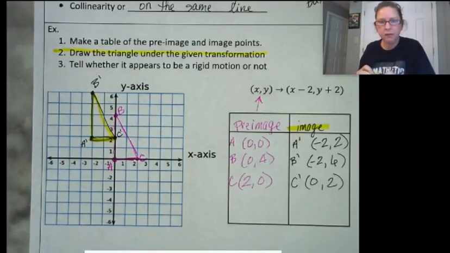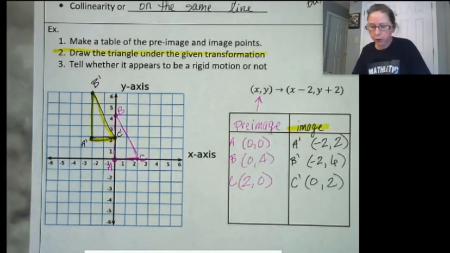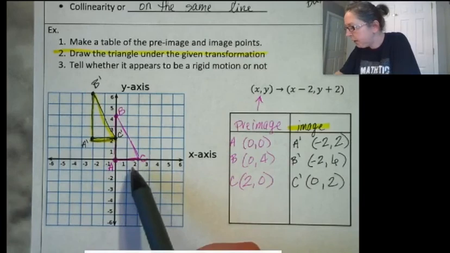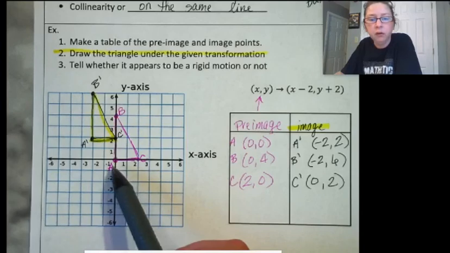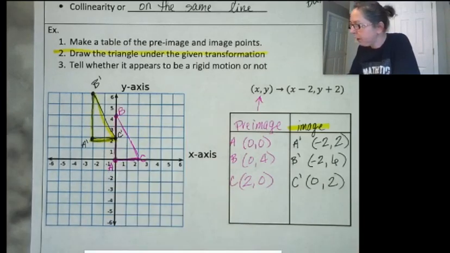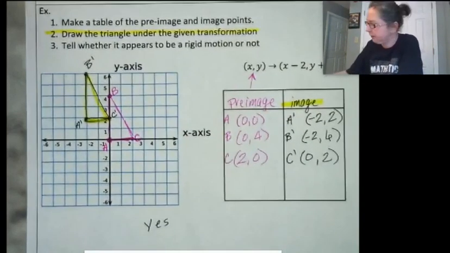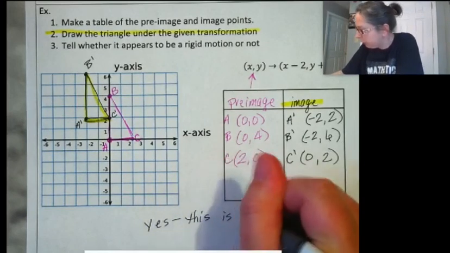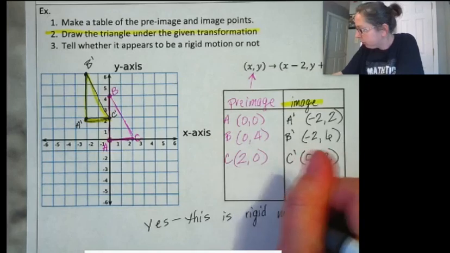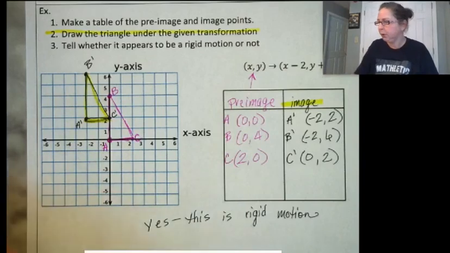Okay, now, does this appear to be rigid motion? So the shape didn't change, and the size didn't change, and the angle measures didn't change. Okay, so yes, this is rigid motion. All right, so that is our example for Unit 1, Lesson 1.